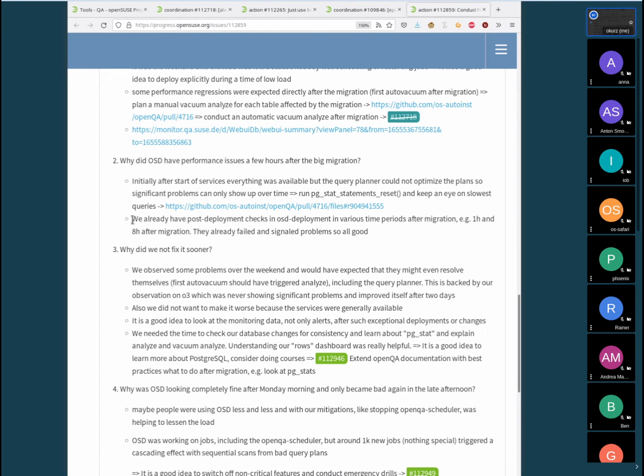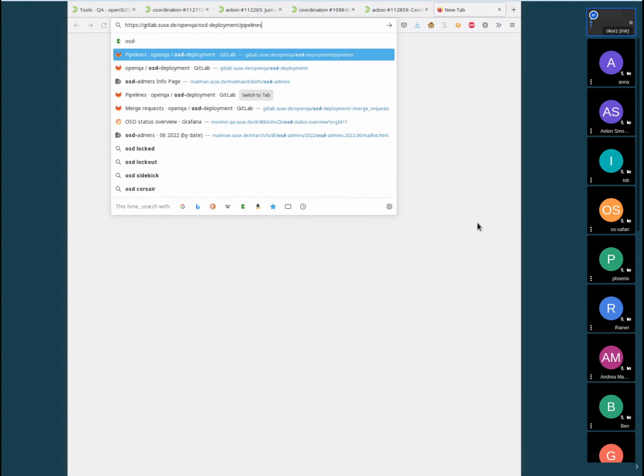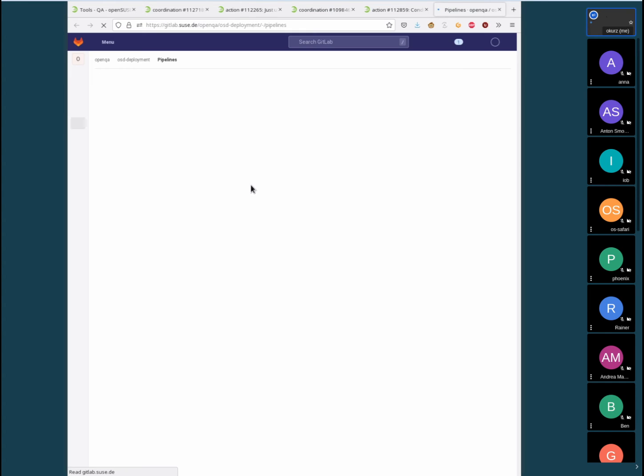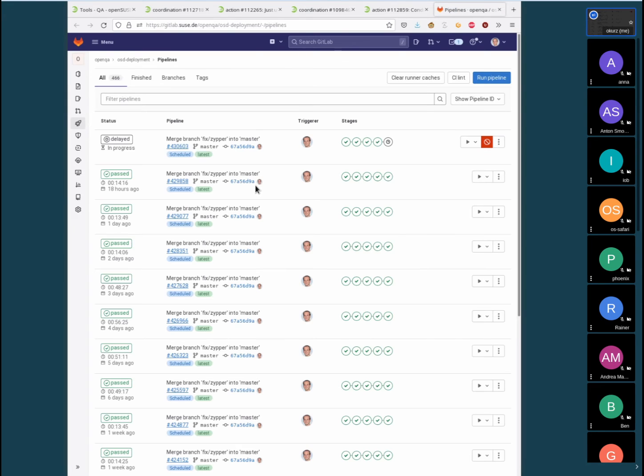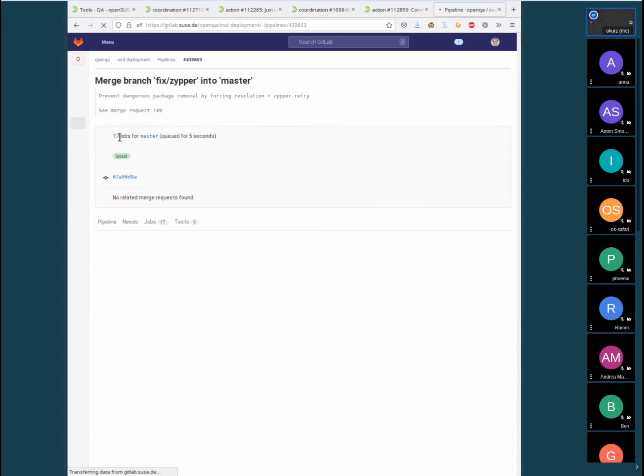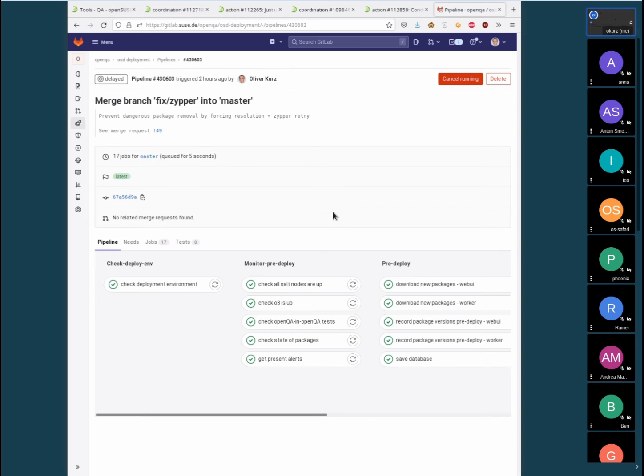We already have post-deployment checks in the OSD deployment in various time periods after migration. I can also show you that. So we have the OSD deployment, which is a GitLab CI pipeline. And you can see these various stages, and there was an automatic deployment also today in the morning. So we are checking the deployment environment. We are checking also openqa.opensuse.org as our canary deployment.